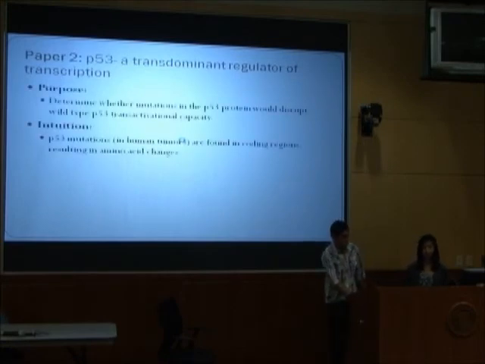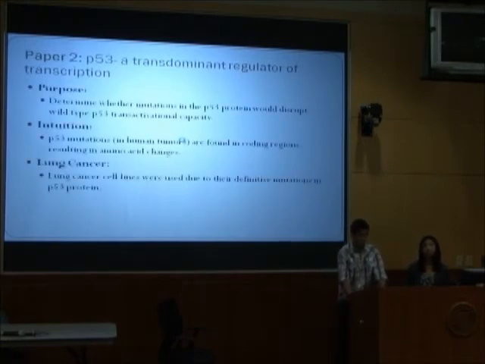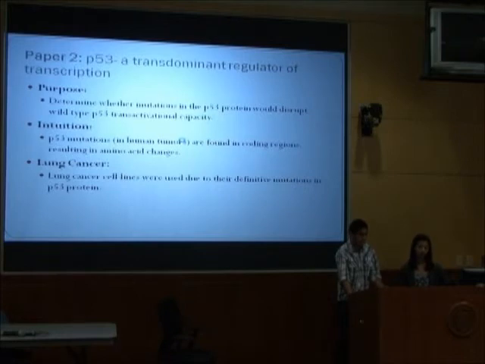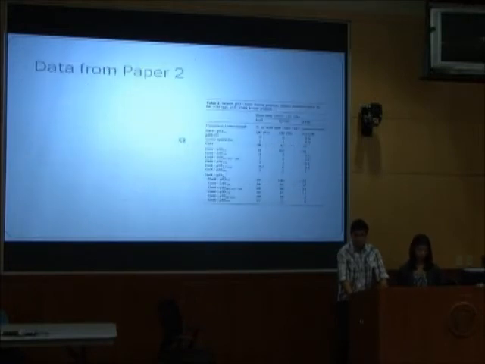The second paper we used was P53, a transdominant regulator. The purpose of this paper was to determine whether mutations in the P53 protein would disrupt wild-type P53 transactivational capacity. The reason behind this was that P53 mutations in human tumors are found in the coding regions, resulting in amino acid changes. So how this is applied: lung cancer cell lines were used due to their definitive mutations in P53 proteins, and these cell lines were recipients to wild-type P53.